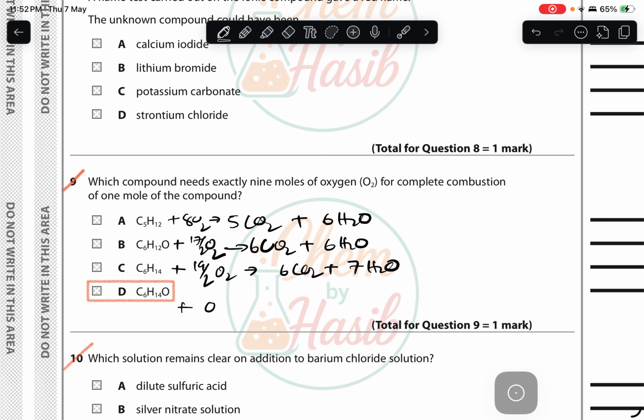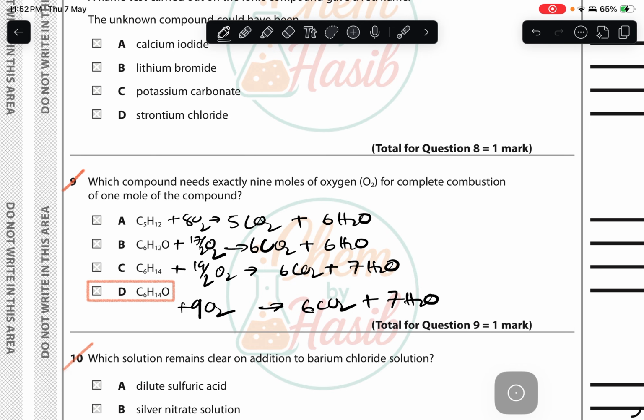If you react D with O2, it will produce 6 moles of carbon dioxide and 7 moles of water. So the number of oxygen atoms required will be 6 into 2 plus 7, which is 19, right? You need 19 oxygen atoms, right? So there's already one oxygen, so you need 18. So you need 9 moles of O2. So therefore D is definitely the answer.